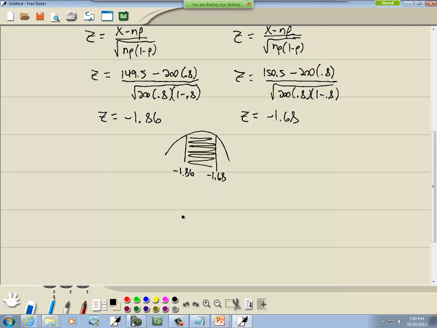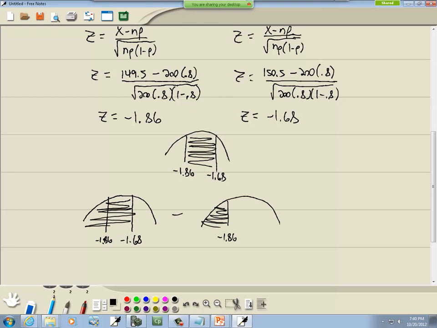Now our tables in the back are based upon the area to the left. So the between case, if you remember this from a previous section, you start with this, negative 1.68. You're going to look that up in your table. And then you're going to subtract the other one, looked up in your table. Because again, here's negative 1.86. If I take a look at this picture right here, if I erase this area right over here, that'll give me the area in the middle. Now again, I'm going to erase this. I don't want you to get confused with that, but that's why it works.